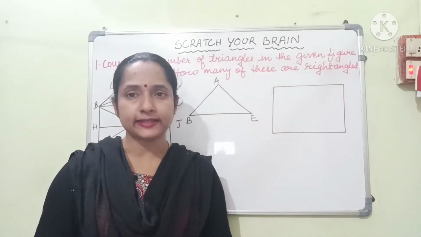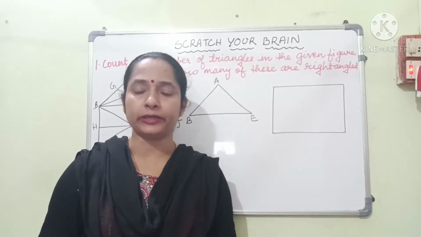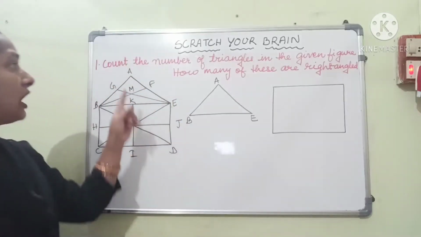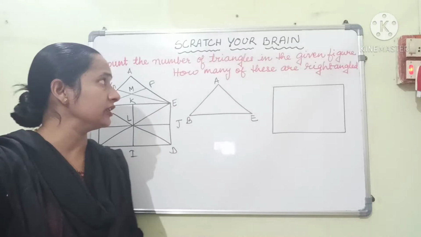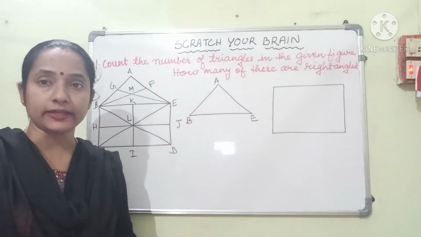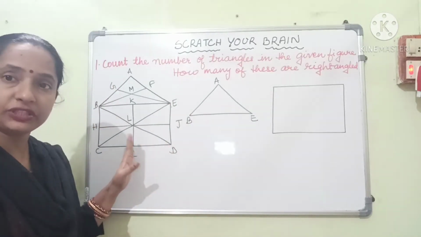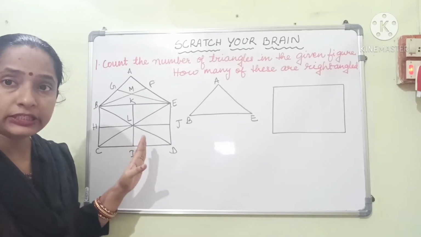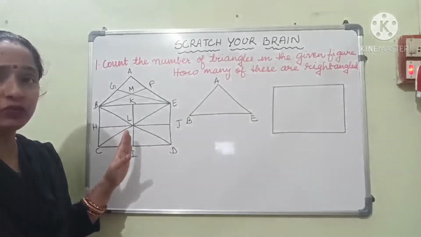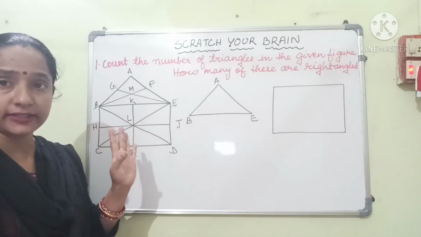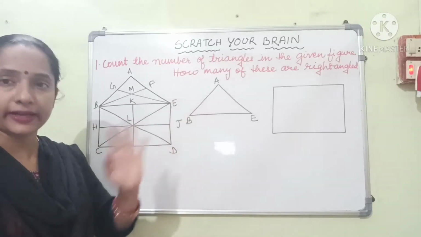Children, now we will discuss the questions given in Scratch Your Brain. Here the first question is, count the number of triangles in the given figure. How many of these are right angles? So, here is a figure which is given in your book. In this figure, we have to find total how many triangles are there. Out of them, how many are right angle triangles?